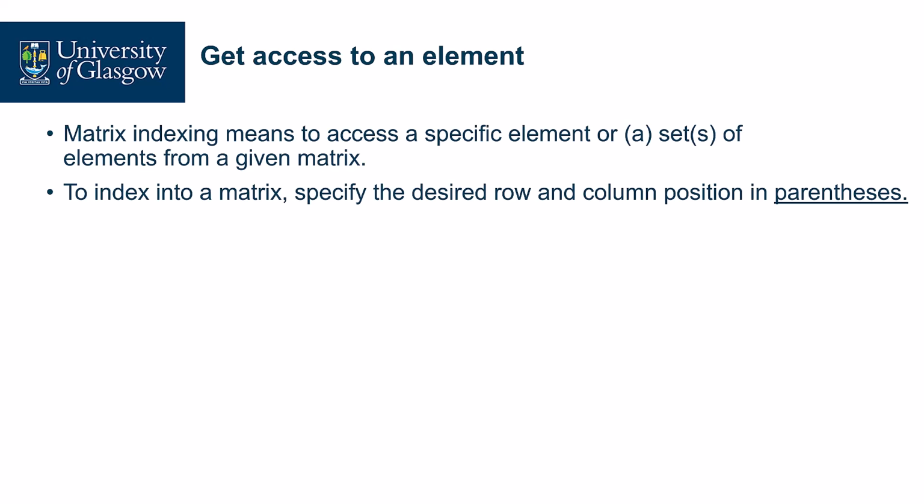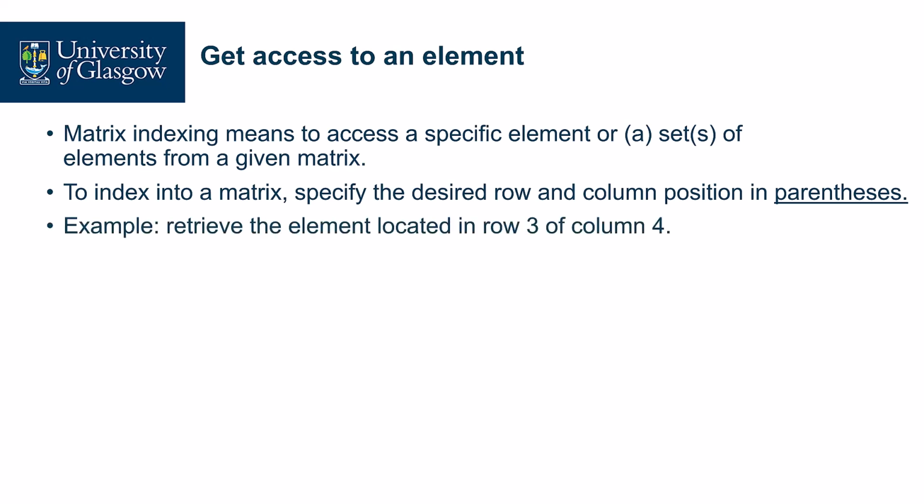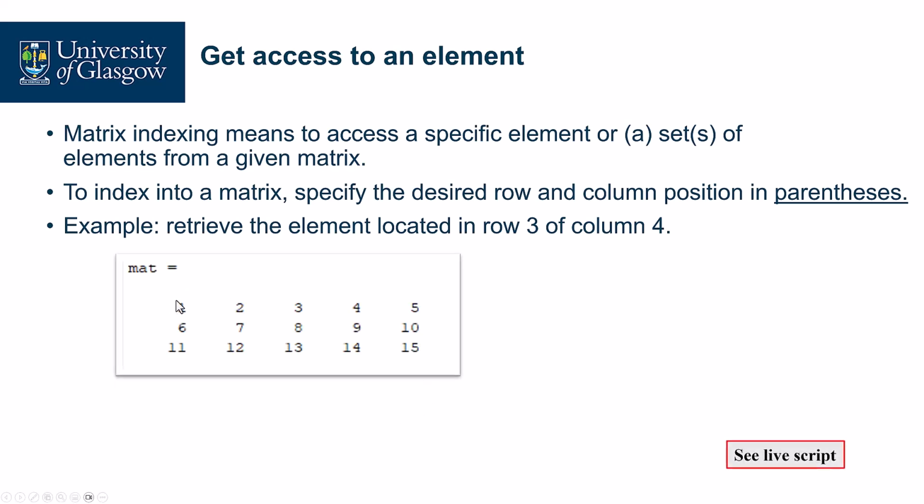So let's see an example. I want to get the third row and the fourth column, the element in this location. So what shall I do? Let's first see a matrix. This is a matrix. There are 3 rows and 5 columns. I want to get the third row and the fourth column, which is this one. Let's see what command we shall use. Mat parenthesis 3, 4. And we can see what? The answer is 14. Right.